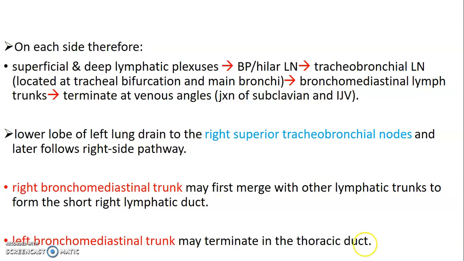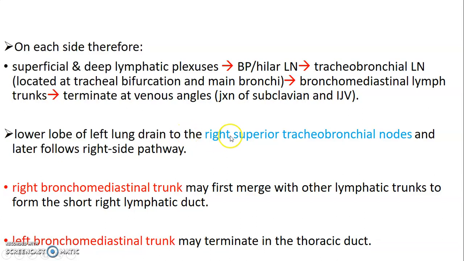From there, superficial and deep lymphatics are at the hilar lymph nodes, then they get to the tracheobronchial lymph nodes before they get to the bronchomediastinal lymph nodes, and these terminate at the junction between subclavian and internal jugular vein. Okay, so superficial and deep lymphatics go to the hilar, to tracheobronchial, to bronchomediastinal, and then terminate by emptying into the vein, the place where internal jugular and subclavian veins meet to form the brachiocephalic vein.